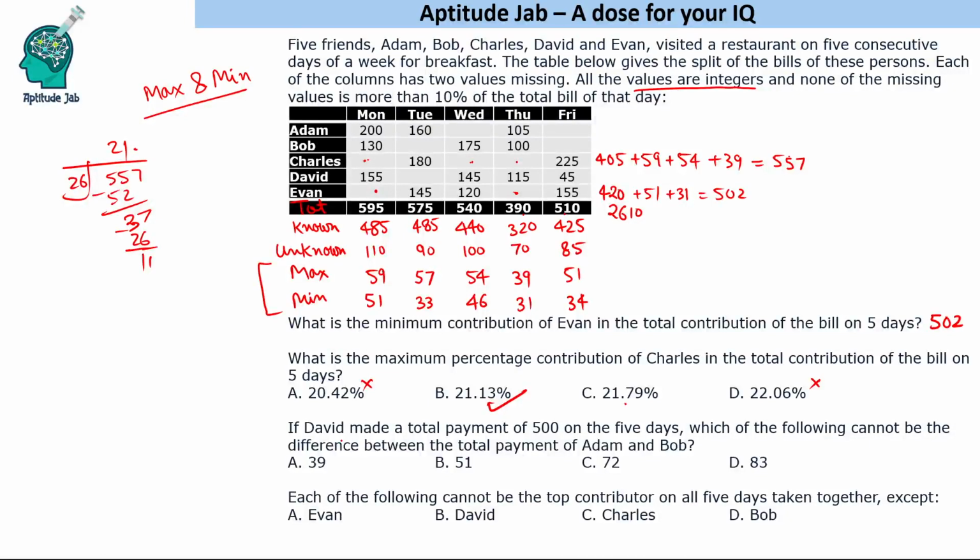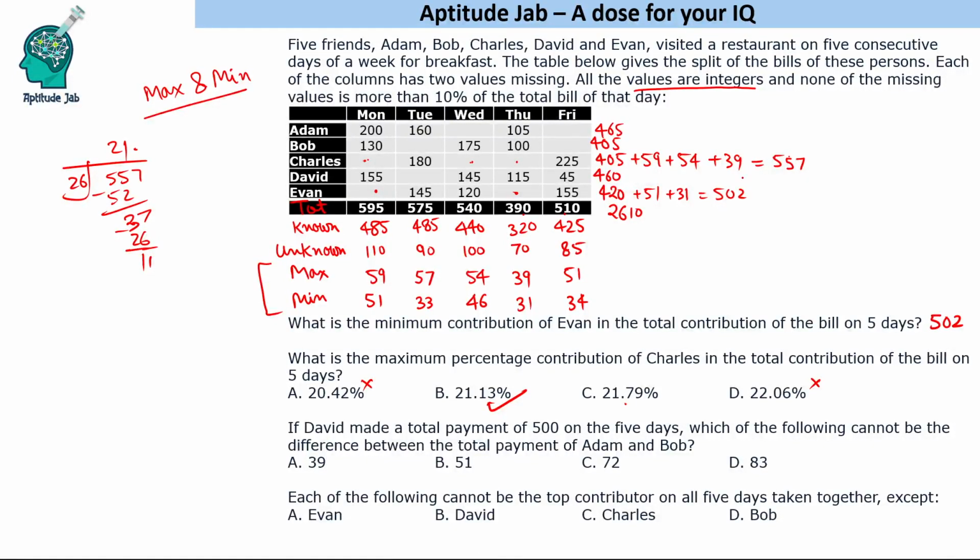Okay. Next is, if David made a total payment of 500 on the 5 days, which of the following cannot be the difference between the total payment of Adam and Bob? Okay. So for David, we have to find the total payment. Let us do one thing. We will just add this for David. So this is 160 plus 300, 460. Okay. This is 405, 465.